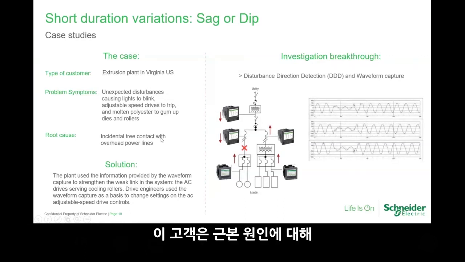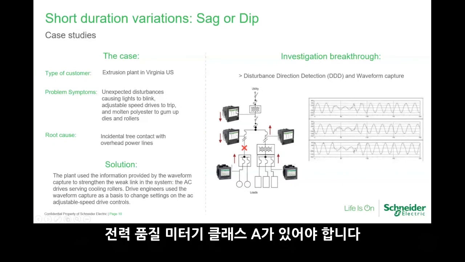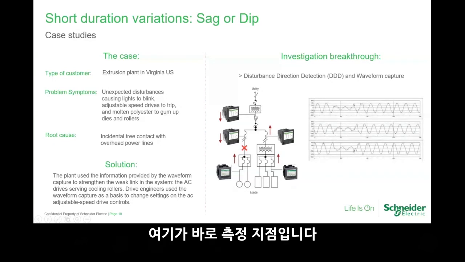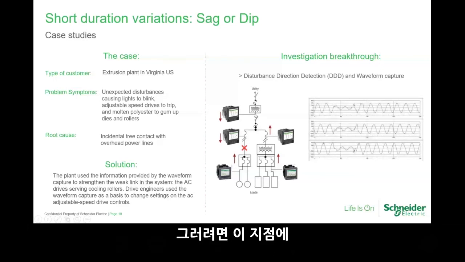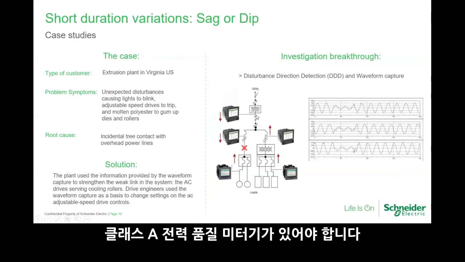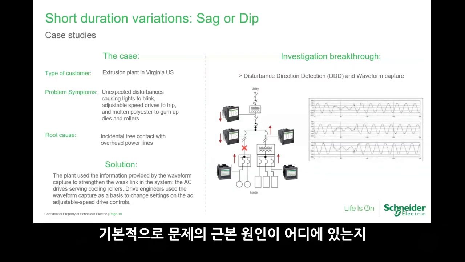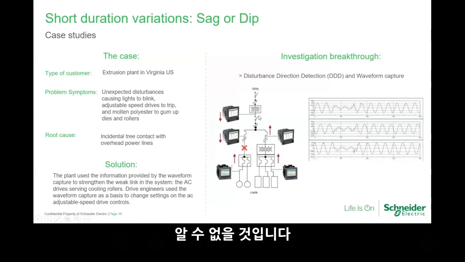Now how do they know about the root cause? Firstly, you need to have a power quality meter class A after the incoming transformer. This is your point of measurement, very important. You want to identify whether the root cause of the problem is from downstream in your facility or from upstream at the utility. You need a class A power quality meter at this metering point. This is very crucial. Without this class A meter, basically you will not know where the root cause of the problem is.